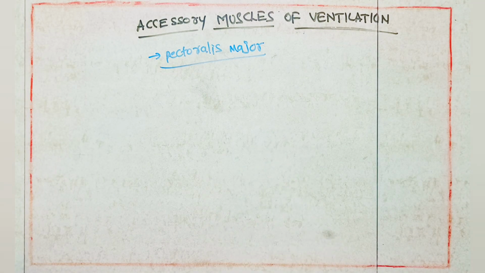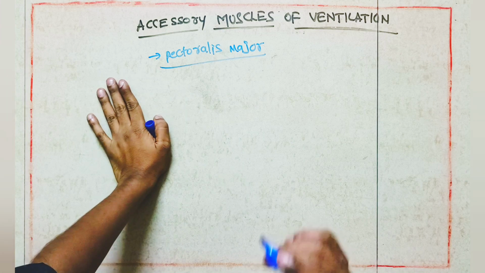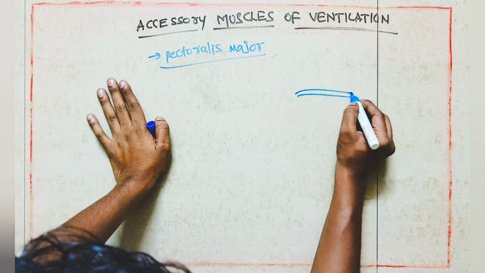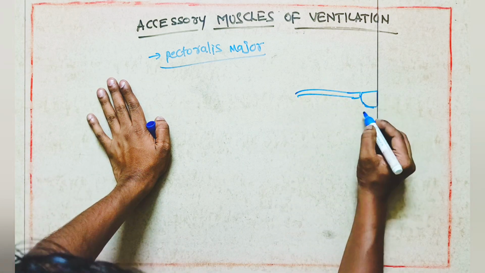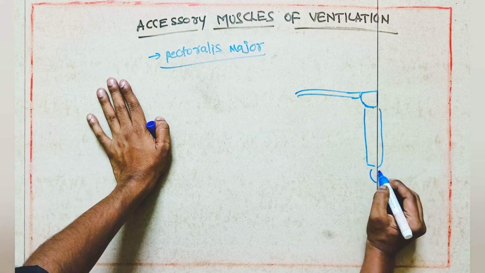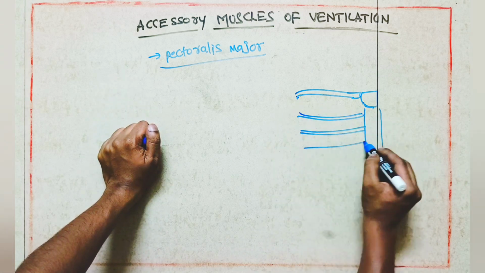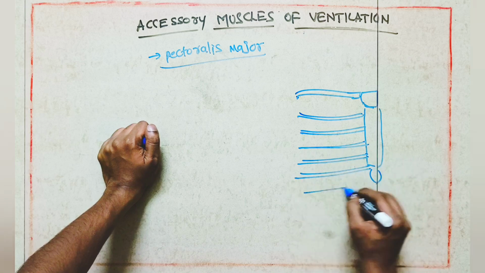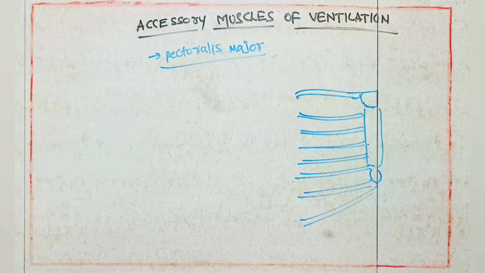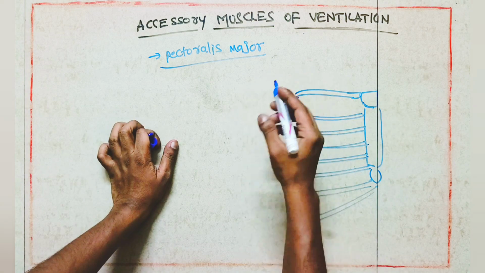Now we'll see the second important accessory muscle, the pectoralis major muscle. Suppose this is our clavicle. Imagine this is the manubrium, this is the body of the sternum, and here we will be having the xiphoid process. Here we have the ribs: first rib, second rib, third rib, 4, 5, 6 and 7. Total 7 ribs we are having here. It is just an imaginary diagram. You have to understand it by imagining.